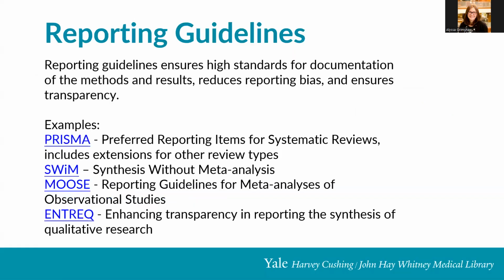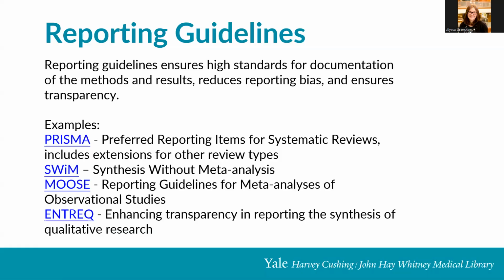Okay, so to talk more about reporting guidelines, a reporting guideline ensures high standards for the documentation of the methods and the results, reduces reporting bias, and ensures transparency. So there are a lot of different reporting guidelines that you can use for evidence synthesis. The most popular is PRISMA, which is Preferred Reporting Items for Systematic Reviews. And there are also several extensions. So there's a scoping review extension. There are specific systematic review extensions. So, for instance, if you're doing a network meta-analysis, they have a specific extension for that type of review.